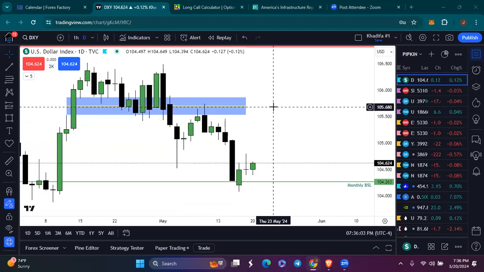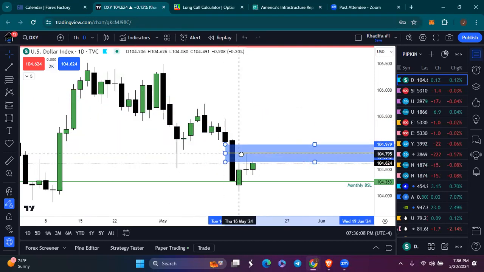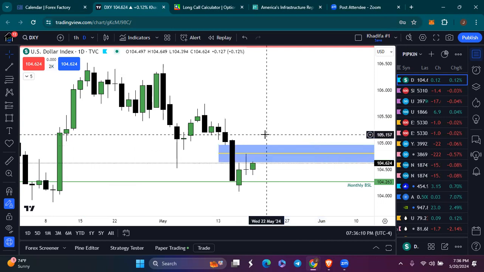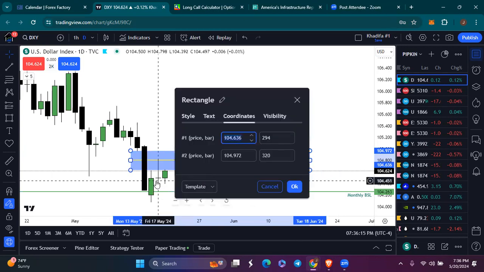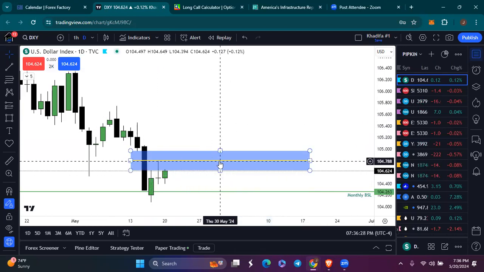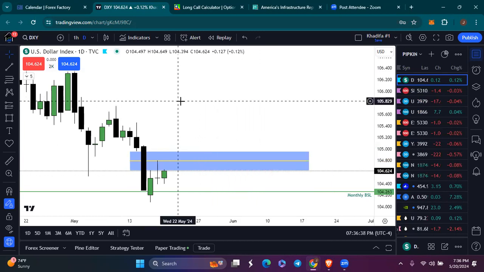So now, what I'm expecting, I want to just go ahead and take this fair value gap and move it to that fair value gap, clean it up a little bit, see what the high is, 626. And see what this low is. And there we have it.